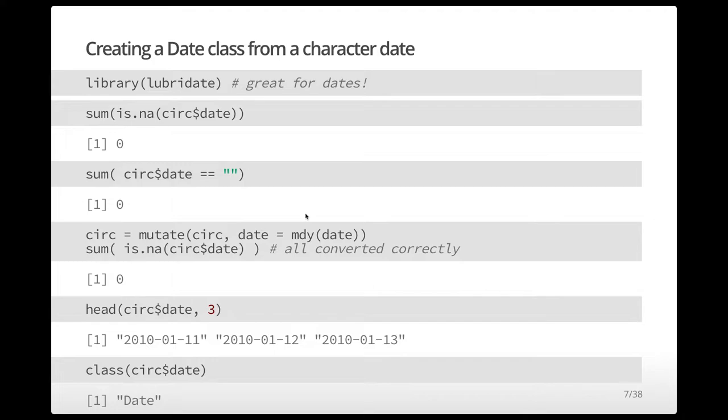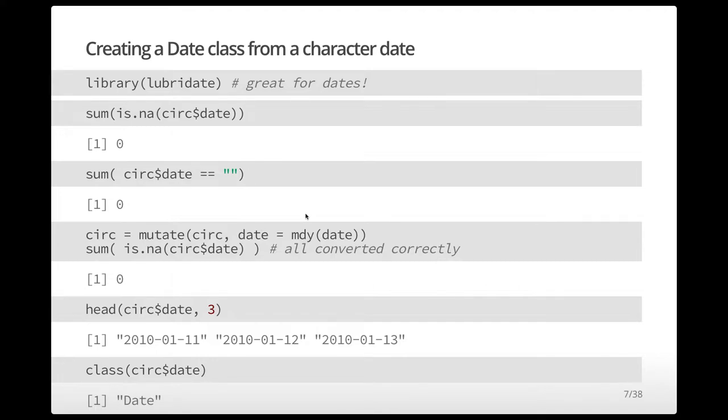Now, again, in ReadR, if you read in a data set and it has empty strings in there, by default, it will turn them into NAs. So here, I'm mutating the data set. I'm taking the data set again, replacing date with its month, day, year converted date. So now, instead of being a character string, it is an actual date object, so we can do all those fun things like we did before.